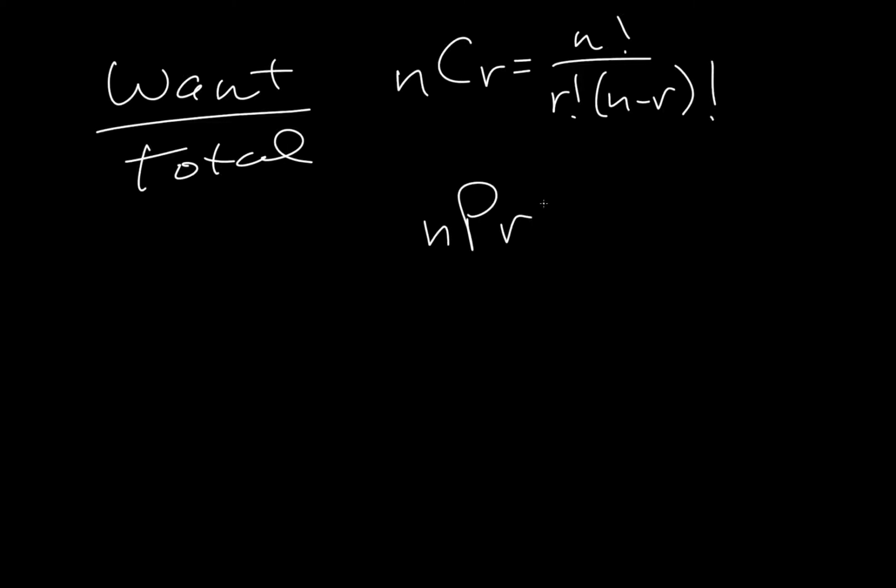So we're going to go back to this idea. Probability is what you want divided by the total. So we're going to use that today, and we're going to use our nCr, which was n factorial over r factorial, n minus r factorial, and then nPr, which is just n factorial over n minus r factorial. Notice how those are similar, but this one just has an extra r factorial.